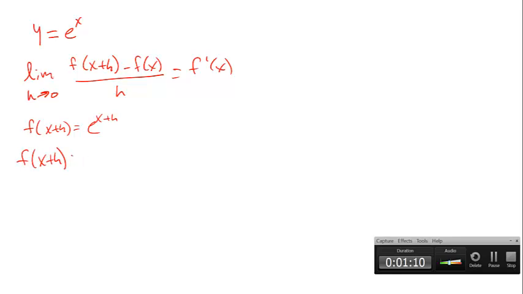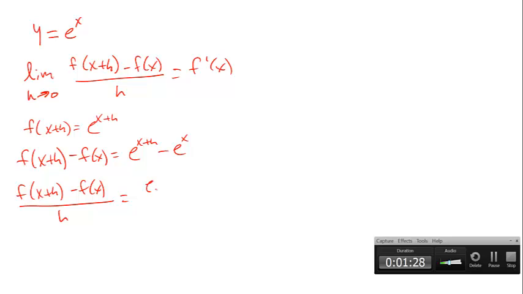Then we will subtract f of x from that, so we have e raised to the x plus h minus e to the x. And then the next step is to divide that by h. So we'd have e raised to the x plus h minus e to the x over h. Then we would find the limit as h goes to 0 of e to the x plus h minus e to the x over h. So now we have this thing set up and we need to do some algebraic manipulation on it.